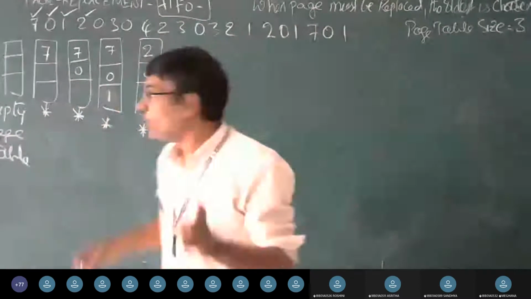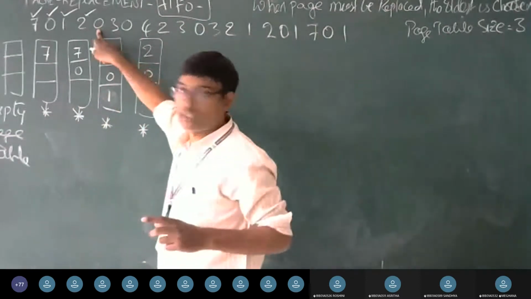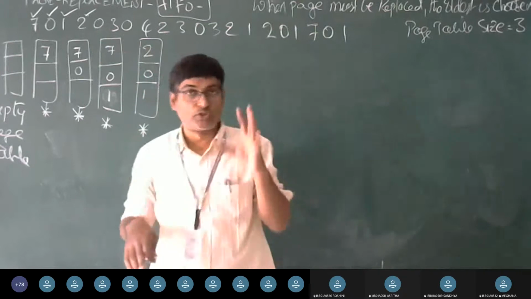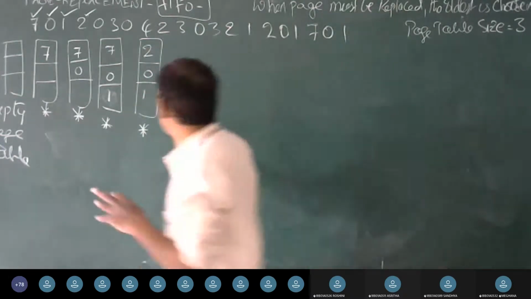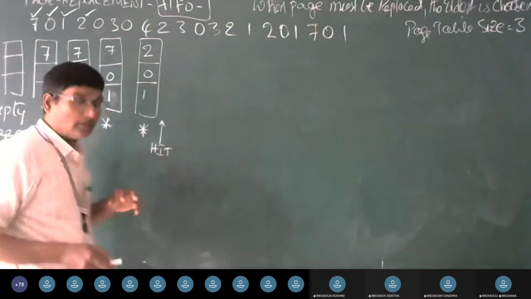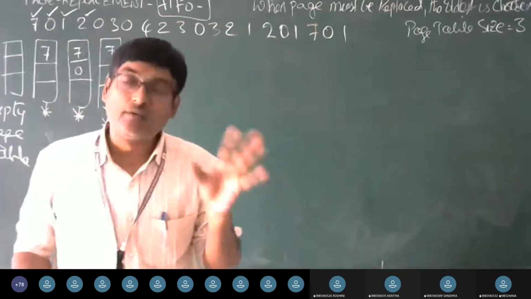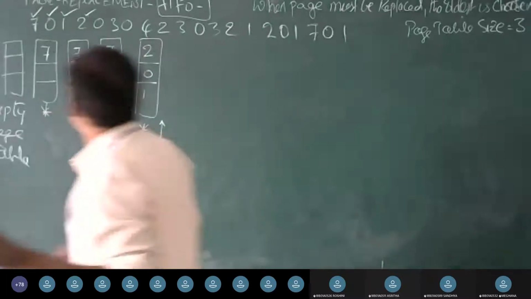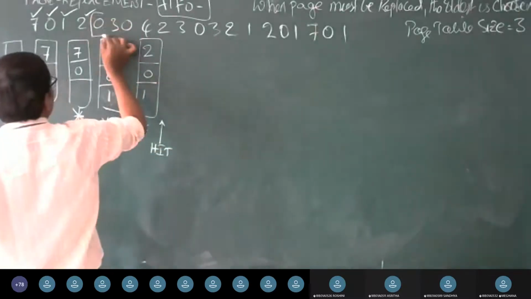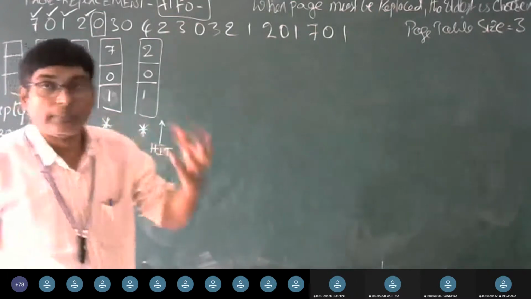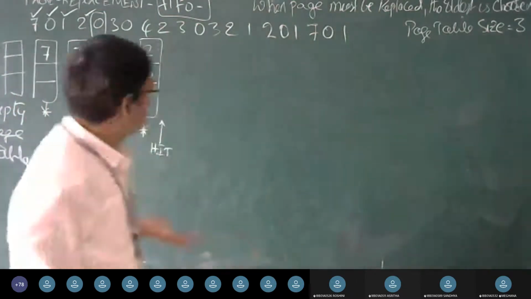Next, if we are asking for a page called 0: is 2 equal to 0? Is 0 equal to 0? Obviously the answer is yes. So here we have a hit. There is no need for replacement, so at this position there is no need for a paging activity.